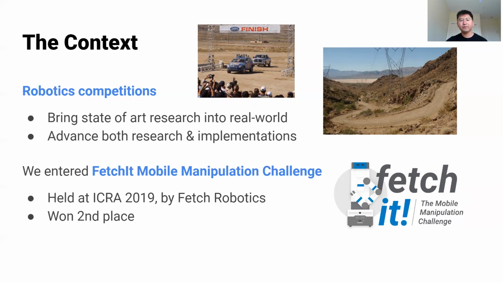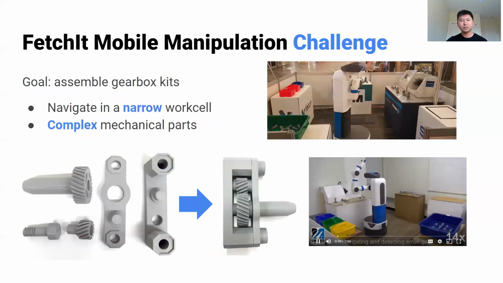In our case, we entered the FetchIt Mobile Manipulation Challenge last year in 2019. It's held at ICRA and organized by Fetch Robotics, and we won second place. So the goal is for a Fetch robot to assemble as many gearbox kits as possible. To achieve the goal, the robot has to navigate in a narrow work cell, which is a 3x3 arena, pick up some complex mechanical parts, and put them into caddies.